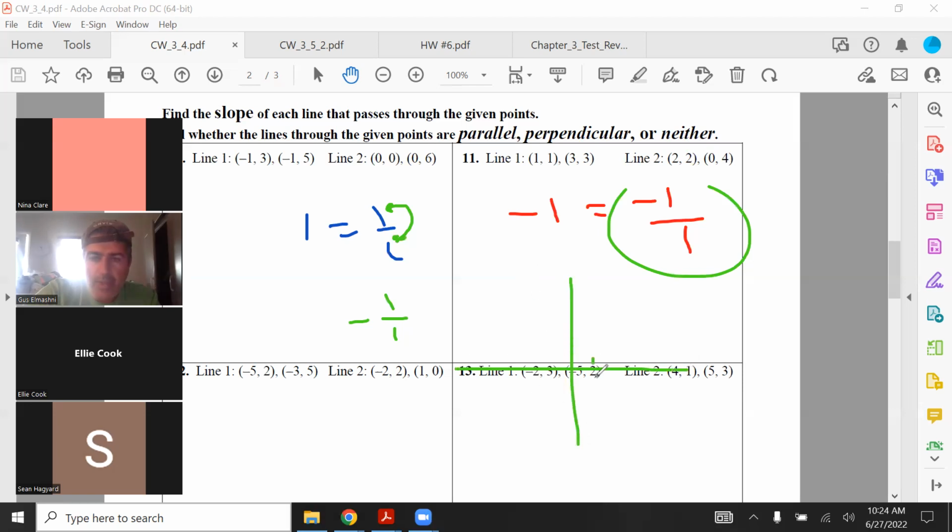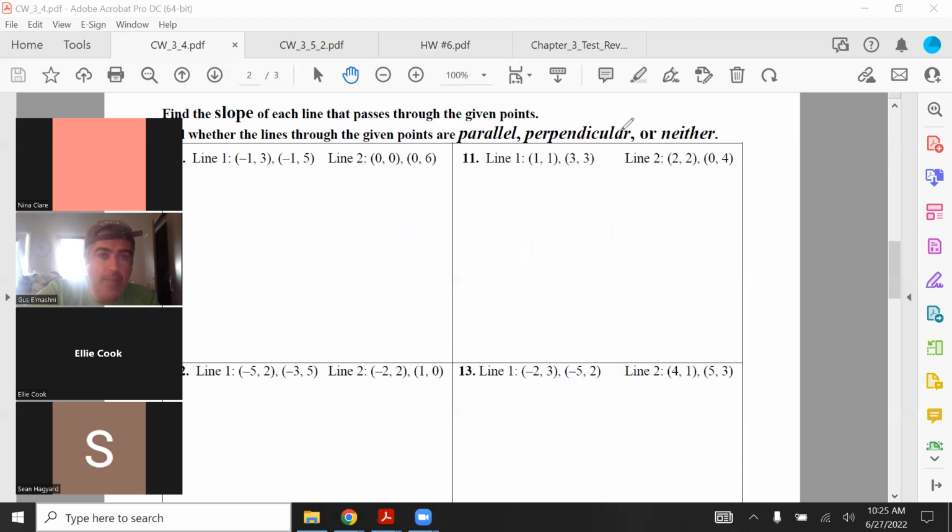I mean, you could plot it too. Like here's 1, 1. Here's 3, 3. And if I plot the other line, here's 2, 2. 0, 4 is right here. Those are coming at each other at right angles. So that's another way you could look at it as well. But you can't go based on looks. You have to be precise.